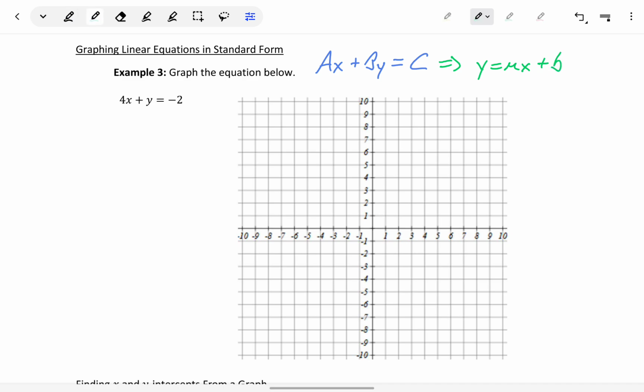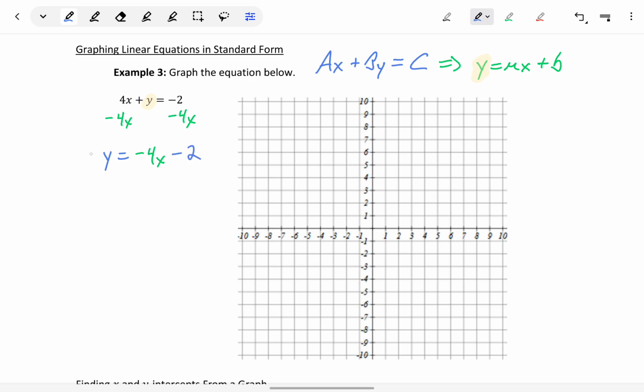Meaning what we have to do is isolate the y variable on one side of the equation by itself, and then we can just use the y-intercept and the slope to relatively easily graph our line. So in this case, we have 4x plus y is equal to -2. Keeping in mind our goal is to isolate that y variable, what we want to do first is subtract 4x from both sides, which will leave us with y is equal to -4x minus 2, and we're done.